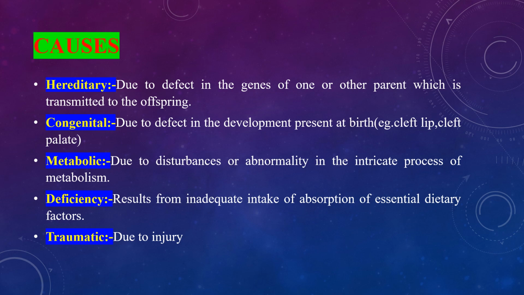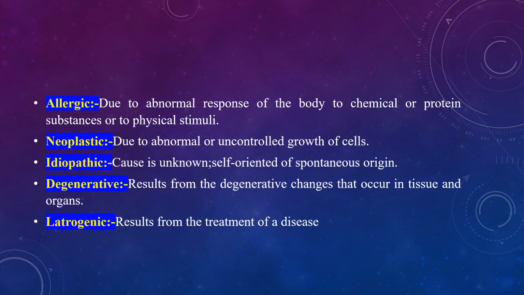Traumatic, due to injury. Allergic, due to abnormal response of the body to chemical or protein substances or to physical stimuli. Neoplastic, due to abnormal or uncontrolled growth of cells. Idiopathic, cause is unknown, of spontaneous origin. Degenerative, results from the degenerative changes that occur in tissues and organs. Iatrogenic, results from the treatment of a disease.